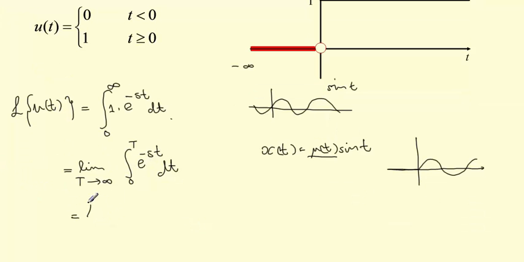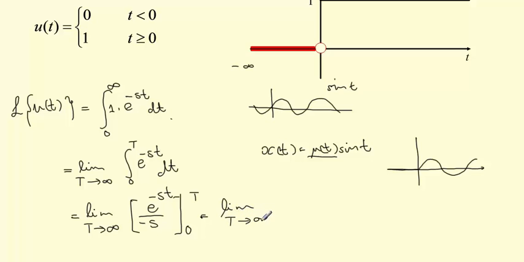So evaluating this integral, we say now the limit as T goes to infinity of the integral, which is going to be e to the power minus st over minus s, evaluated from 0 to T. And this simplifies to the limit as T goes to infinity of, in this case, we write the common denominator s, and then evaluating there we have minus e to the power minus sT, minus, evaluating in the lower limit, minus minus, then you get plus e to the power 0.